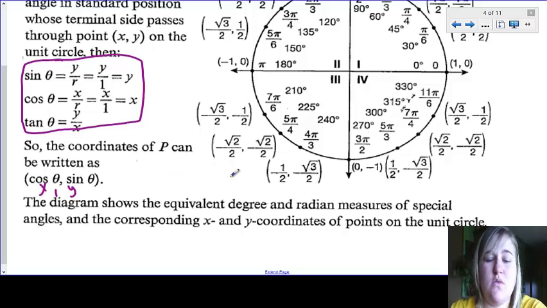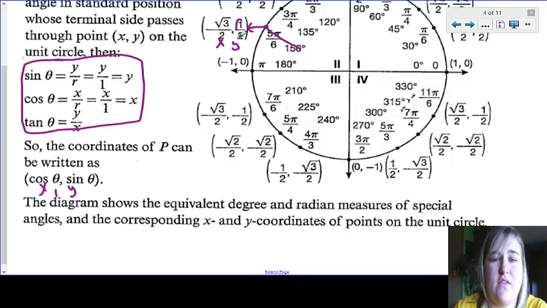The diagram shows the equivalent degree and radian measures of special angles and the corresponding x and y coordinates of points on the unit circle. So what they have here is at 0 you have 0 radians. At 30 degrees you have pi over 6 radians. Over here at 135 degrees you have 3 pi over 4 radians, and it goes all the way around. And then whenever you go out, you can see that this is the point that they're talking about. Okay, so if I were talking about the sine of 150 degrees, sine is y, so I have x, y, so the sine of 150 degrees is 1/2.